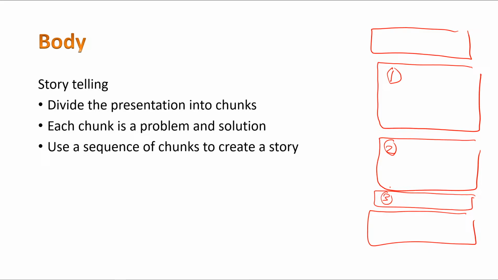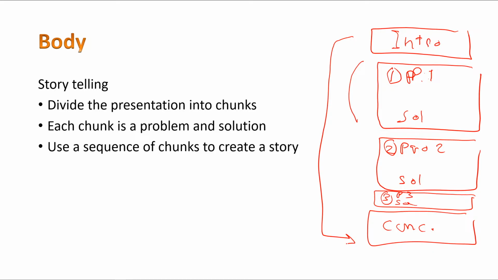And each chunk should start with a problem and a solution. This is problem number 1 and solution. Problem number 2 and solution. Problem number 3 and solution. And then here your conclusion, and here your intro. So that's how to do it. A sequence of chunks to create a story, a coherent narrative, and each chunk should serve your big coherent narrative, and each chunk should be a problem and a solution, a problem and a solution.